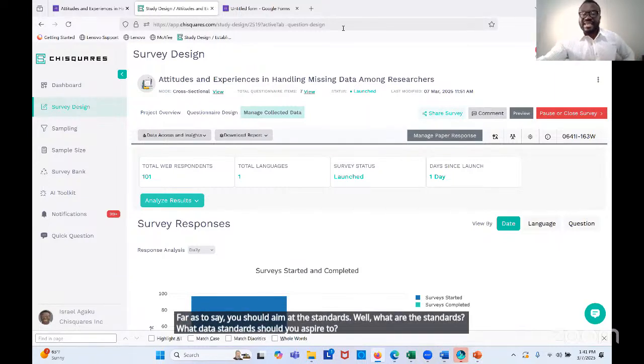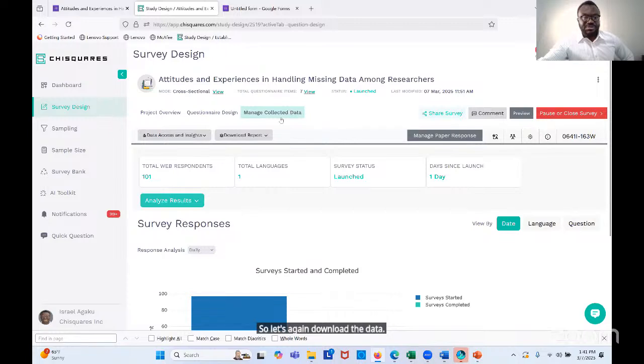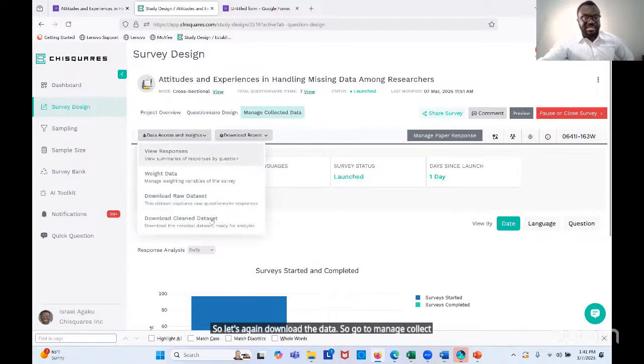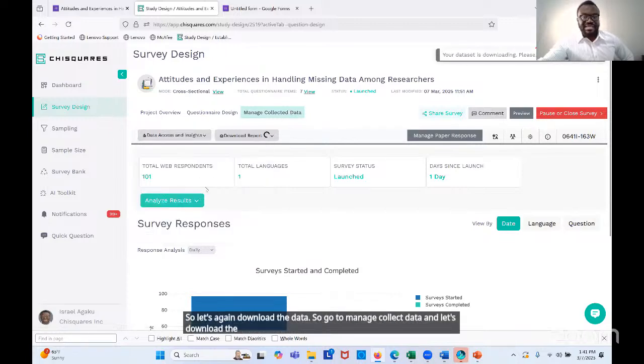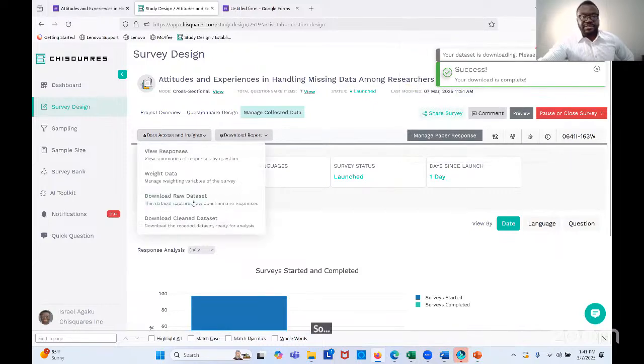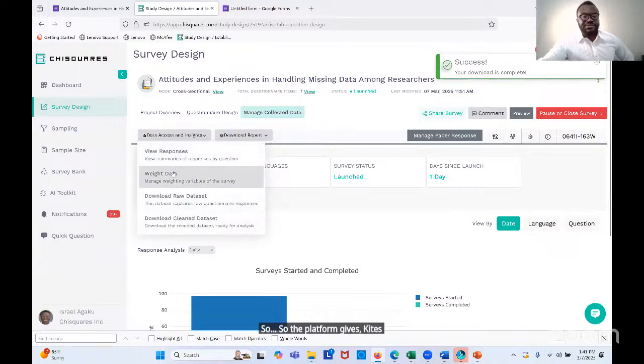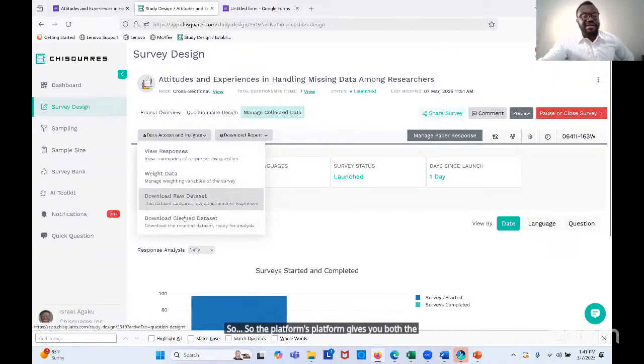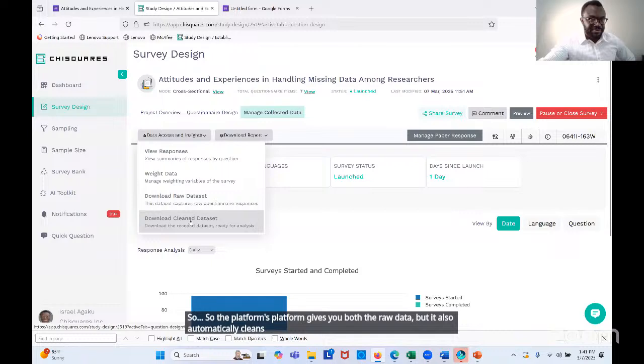So let's again download the data. Go to manage, collect data, and let's download the raw data sets. The Chisquares platform gives you both the raw data, but it also automatically cleans your data set for you.